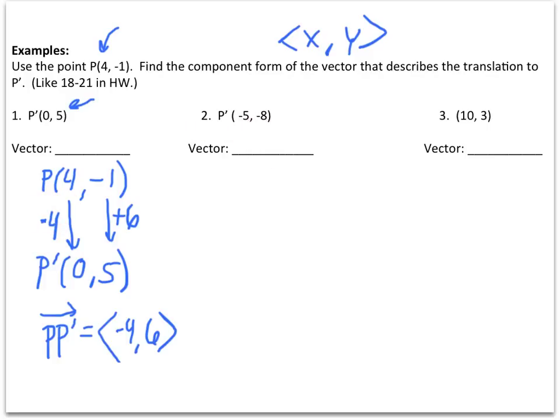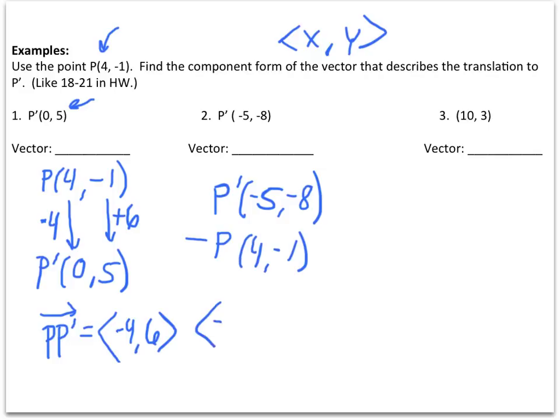We'll do that in this second example. I'm going to actually start with P prime. So P prime is (negative 5, negative 8), and I'm going to subtract off P, (4, negative 1). So negative 5 minus 4 is my first entry of the component form of the vector. Negative 8 minus a negative 1 is my second. So negative 5 minus 4 is negative 9. And negative 8 minus a negative 1, that becomes plus a positive, is negative 7. My component form here is <negative 9, negative 7>.